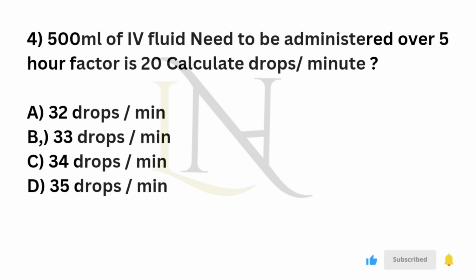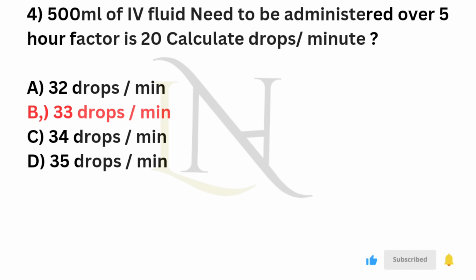500 ml of IV fluid needs to be administered over 5 hours. Drop factor is 20. Calculate drops per minute. Option A, 32 drops per minute. Option B, 33 drops per minute. Option C, 34 drops per minute. Option D, 35 drops per minute. Answer is option B, 33 drops per minute. Now we will see how to calculate it.